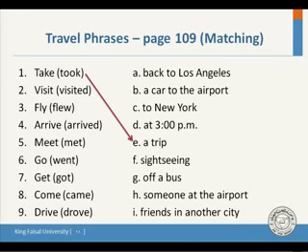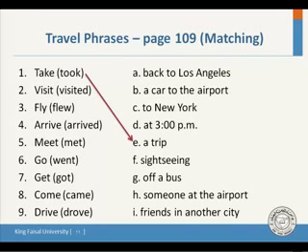Now, let's go back to the travel phrases. We started this at the beginning of today's lecture. Look, for example, we have 9 verbs in the first column. Take, and the past is took. Visit, visited. Fly, flew. Arrive, arrived. Meet, met. Go, went. Get, got. Come, came. Drive, drove.